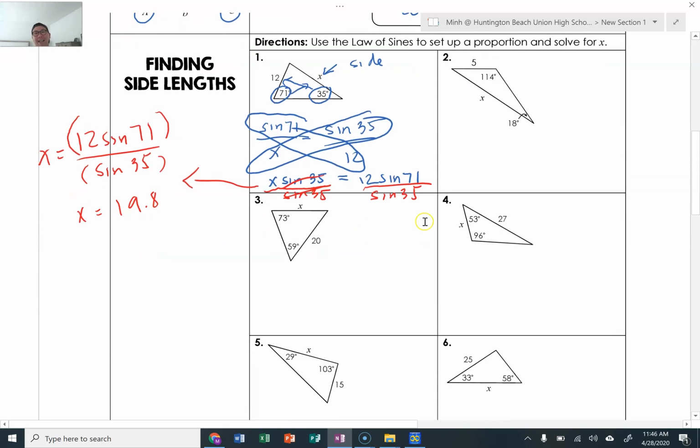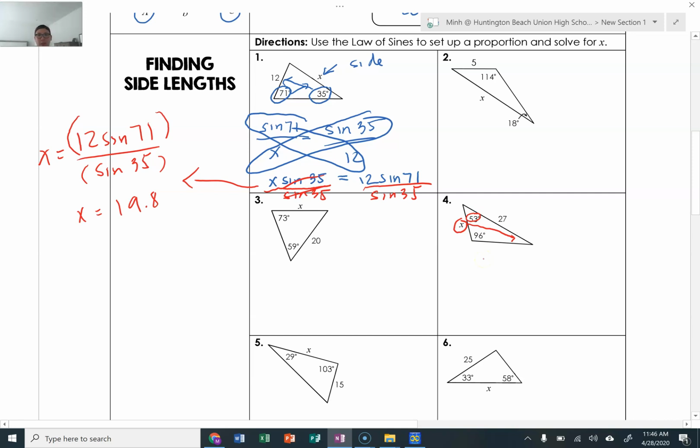Alright, let's do another one. Let's go to number 4. So number 4, I'm trying to find x. But in order to set up the actual law of sine, we need to make sure there's an angle that's across from it. This is what I mean. But there's no angle right over here. And they give us an angle of 53. We're going to use that to our advantage.